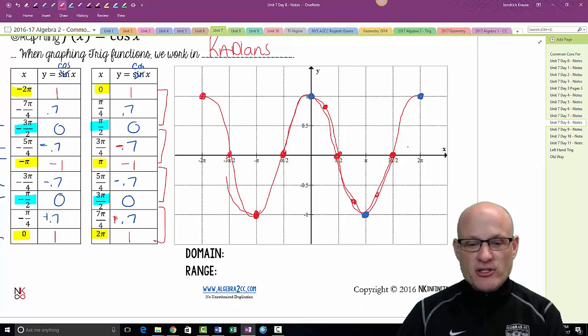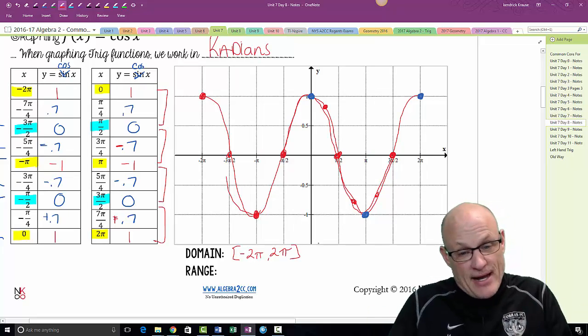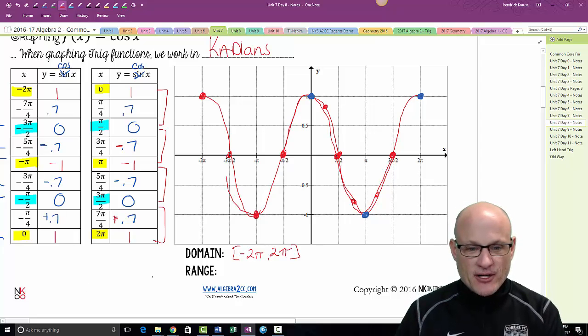Now, is this a function? Yes, it's a function. What is its domain? Its domain, for this one, is just negative 2 pi to 2 pi, because that's all we graph. In general, the domain for a cosine function is negative infinity to positive infinity, just like the sine function. The range, in this case, negative 1 to positive 1.